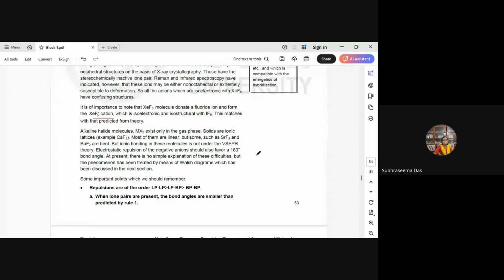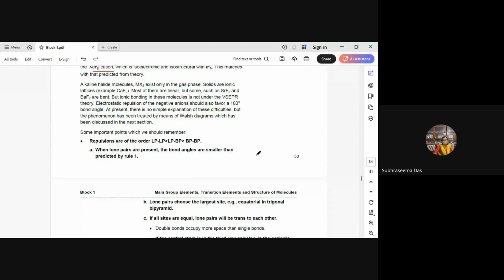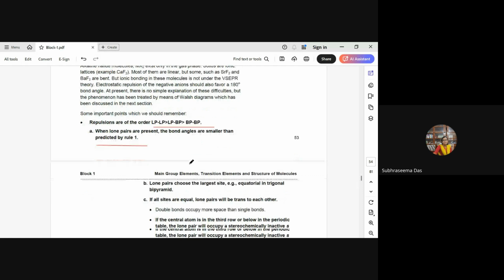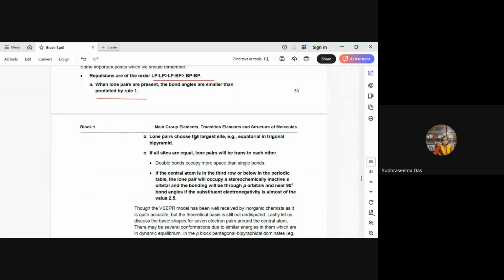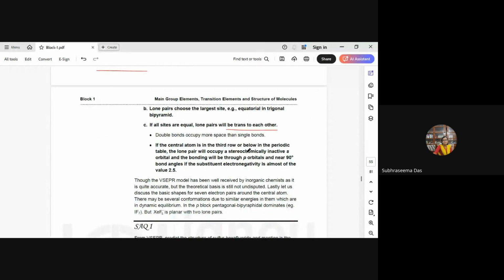Now some important points that we should remember regarding the VSEPR theory. The repulsions are of the order lone pair-lone pair is greater than lone pair-bond pair is greater than bond pair-bond pair. So when lone pairs are present, the bond angles are smaller than those predicted by rule number 1. Lone pairs choose the largest site, that is the equatorial in trigonal bipyramidal; if all sites are equal, then the lone pairs will be trans to each other. Double bonds occupy more space than single bonds.